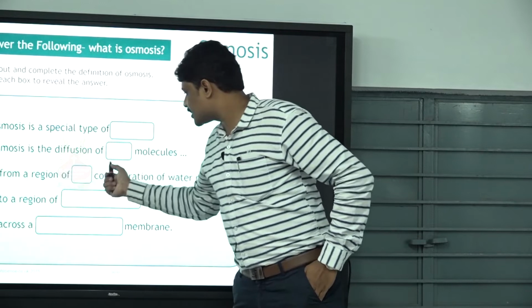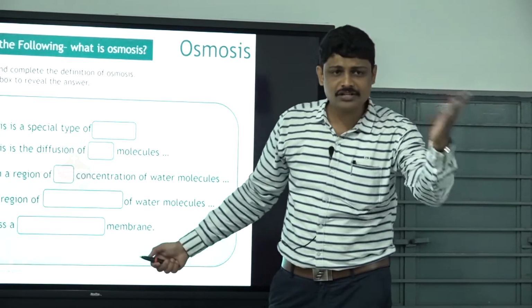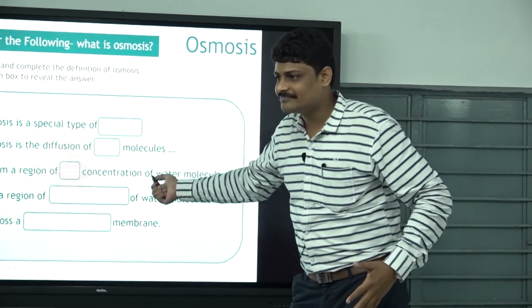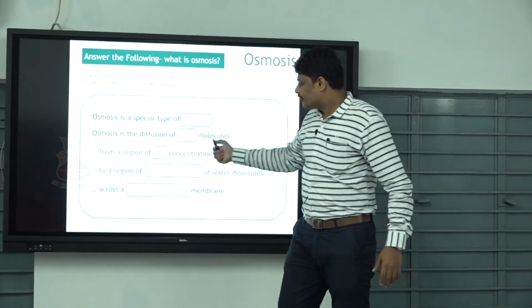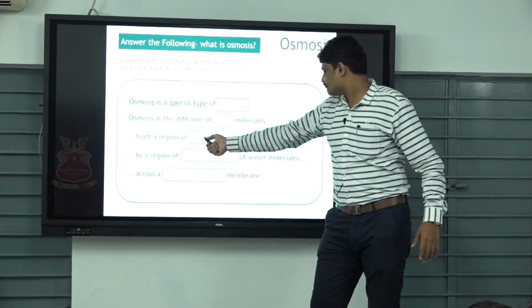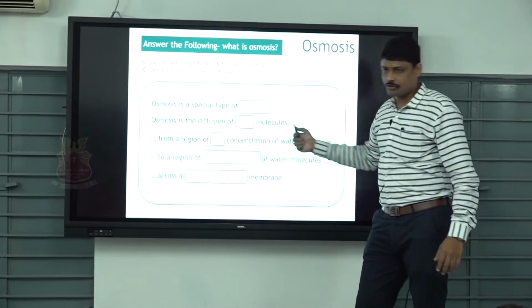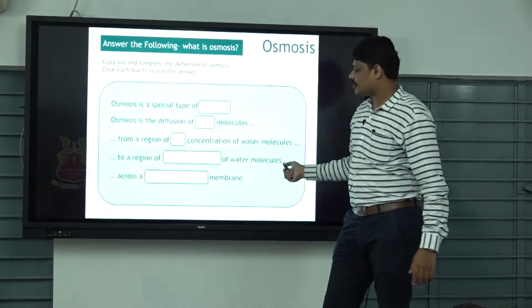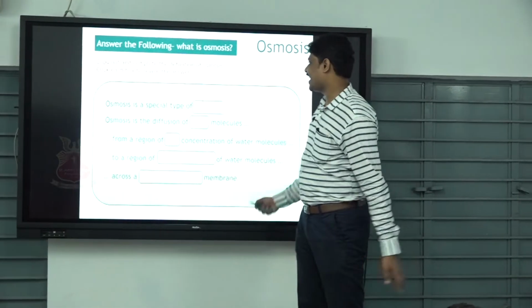What shall be placed here? Osmosis is the diffusion of solvent or solute? What molecules? Solute or solvent? Solvent molecules is the right answer. From which region? From the region of high concentration of water molecules to the region of low concentration of water molecules across a semi-permeable membrane, and that is the right answer.